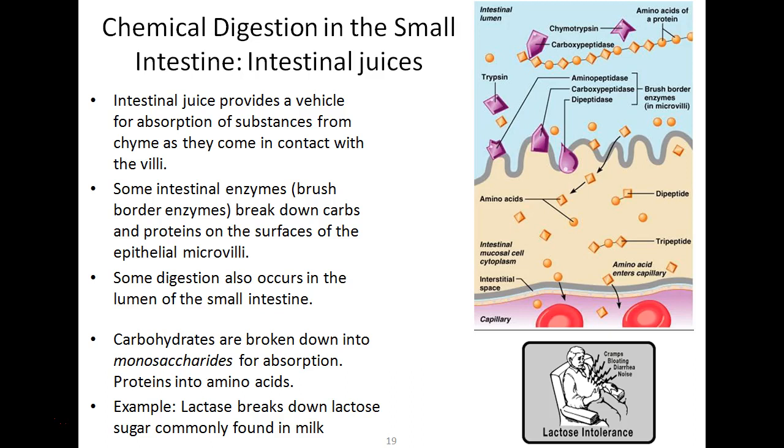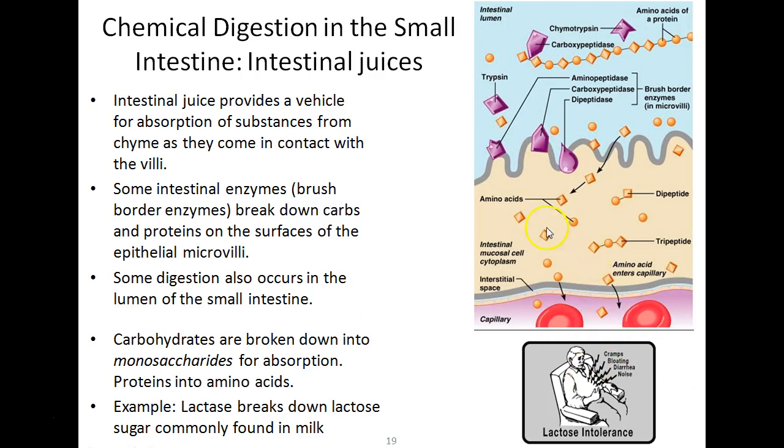This diagram serves to go a little bit more in depth into the chemical digestion occurring in the intestine. You might recall that we had a wide variety of secretions that enter the duodenum. These secretions, this intestinal juice, provide a vehicle for absorption of substances from that chyme as they come in contact with the villi.